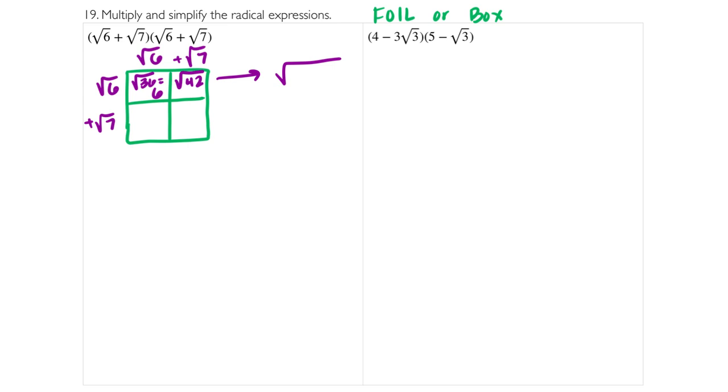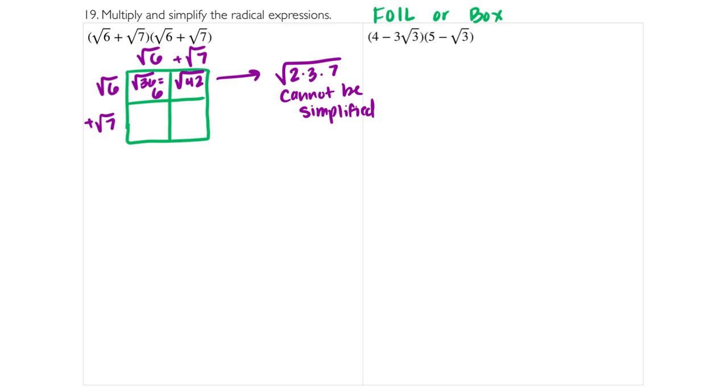We know that it came from 6 times 7, and 6 is 2 times 3, and 7 is prime, all right? And we don't have any pairs there, so this cannot be simplified. So we're going to leave it root 42, okay? All right, now we're going to the bottom row.